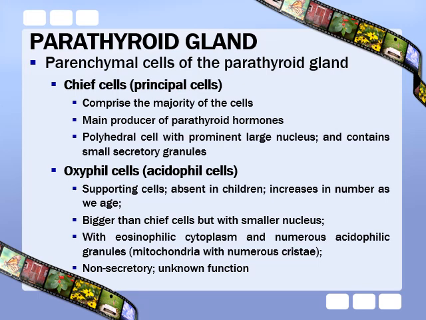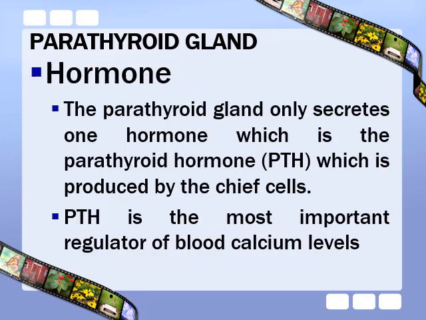We have the chief cells and oxyphil cells. So yung chief cells, they are the principal cells. They are the main producers of the parathyroid hormone. Yung oxyphil cells or the acidophil cells, they are bigger than the chief cells but with smaller nucleus. They are non-secretory at unknown pa yung function nila.